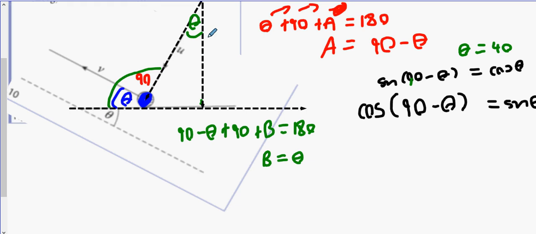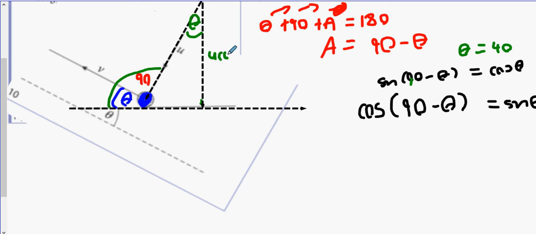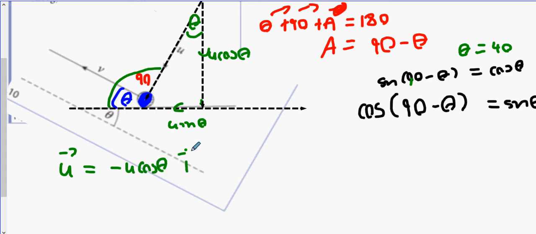Now I can break u up into its components. This is going to be u cos theta on the way down, and to the left it's going to be u sine theta. So velocity u is technically minus u cos theta i, because it's on its way down, and because it's going left, which I usually associate with negative, minus u sine theta j. Down and left is usually two negatives for me.